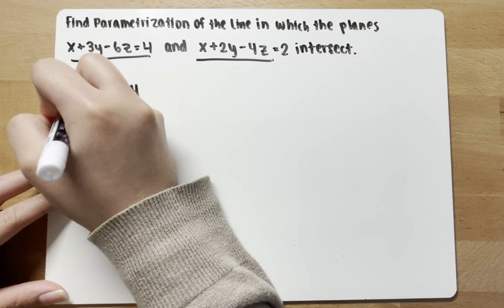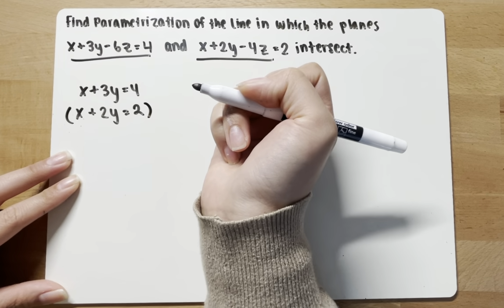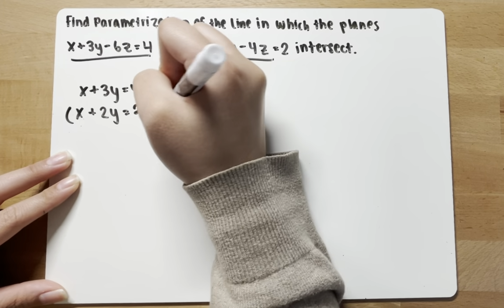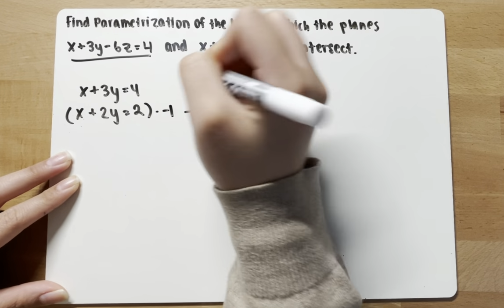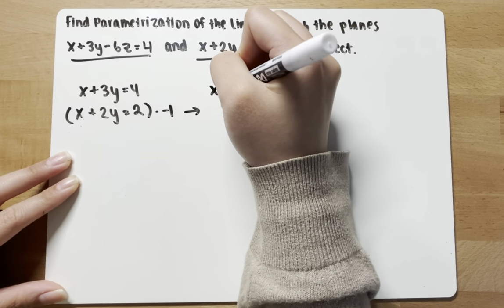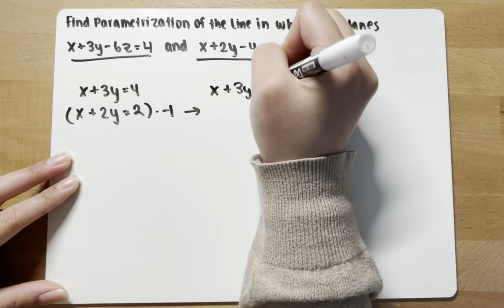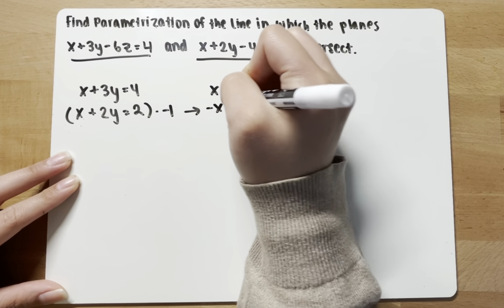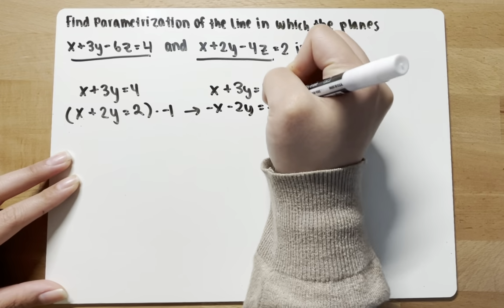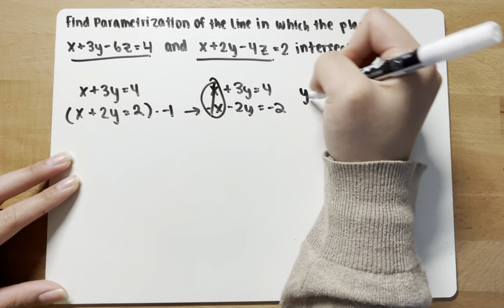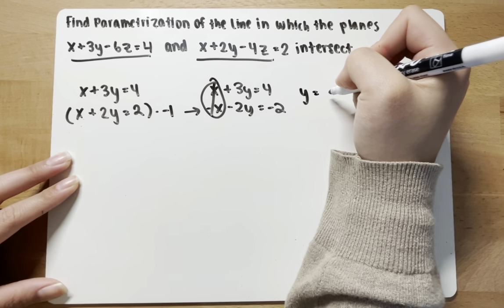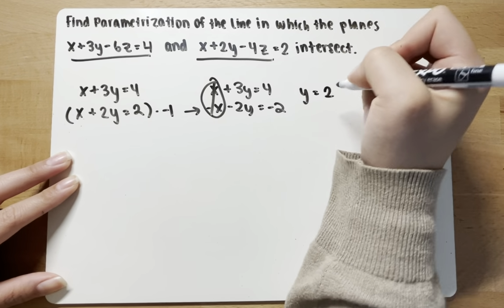Now you want to solve for one of the variables. I'm going to start off by solving for x, so I would use the process of elimination, which will give me x plus 3y equals 4 for the first one, and then negative x minus 2y equals negative 2 for the second one. Cross the x values out, I get y equals 4 minus 2, which gives me 2.